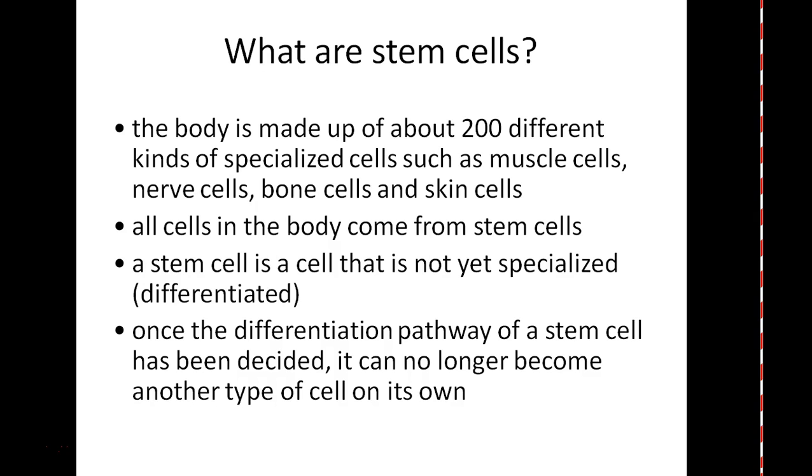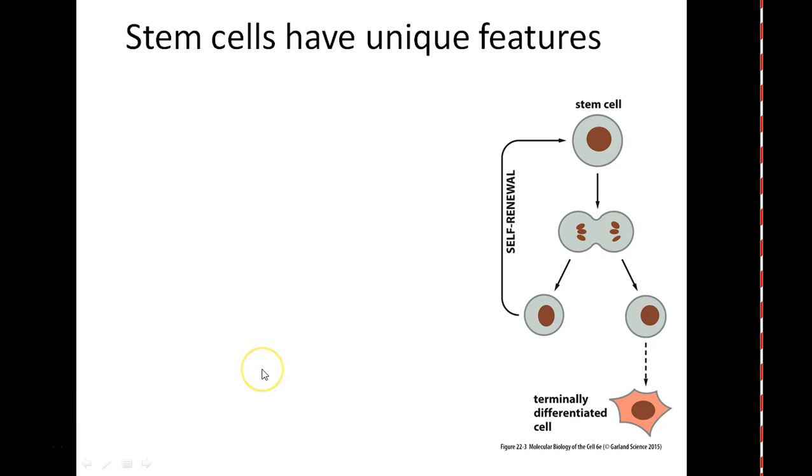So we have about 200 different kinds of specialized cells, such as muscle cells, nerve cells, bone, or skin cells. And I already said that all of those cells came from embryonic stem cells. So a stem cell, by definition, is a cell that is not specialized or not differentiated. So it's the precursor for all of the specialized cells. And this last part, the stem cell can differentiate to specific cells, and the differentiation is a tightly regulated process, and we'll talk about that in a little bit.